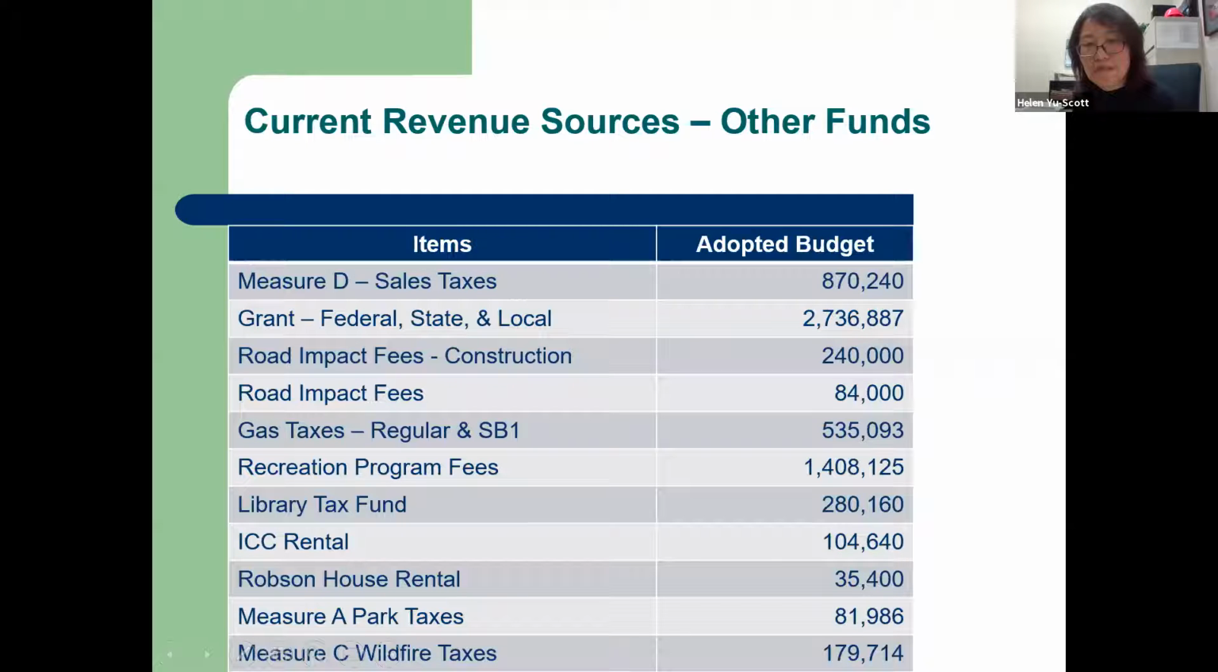Last year, the county passed this Measure C wildfire tax. This number is the adopted budget number when we adopted. Now actually this number is doubled because they decided to give another 20% to the town to help either fund the town's defensible space or fire prevention related work. So now this number is doubled, which is very good news for us.